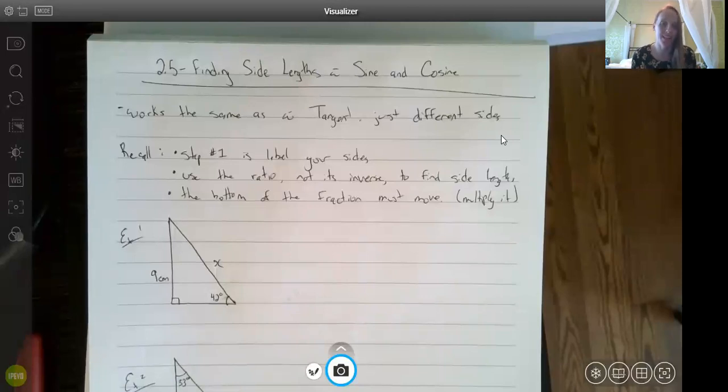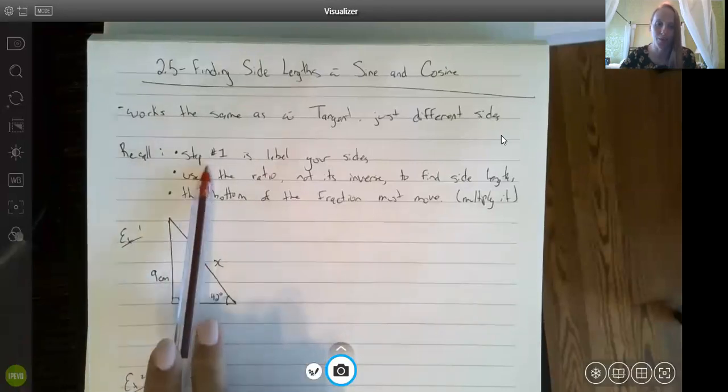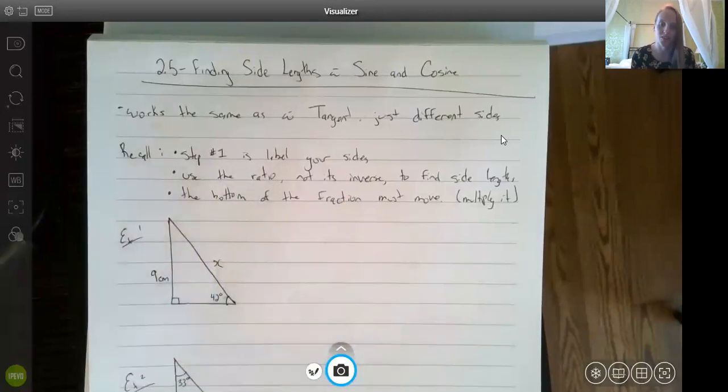Like I said, it works the exact same way as with tangent. We're just going to be using different sides. So just like with all of trigonometry, step one has to be label your sides. Then we're going to use the ratio, not its inverse, to find side length. We use the inverse of a ratio for angles, not sides. And then don't forget, when you have a fraction of the two sides, the side on the bottom has to be the one to move, even if the x is on the bottom.